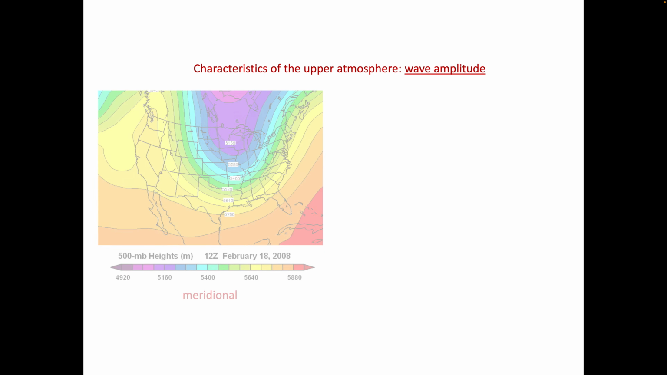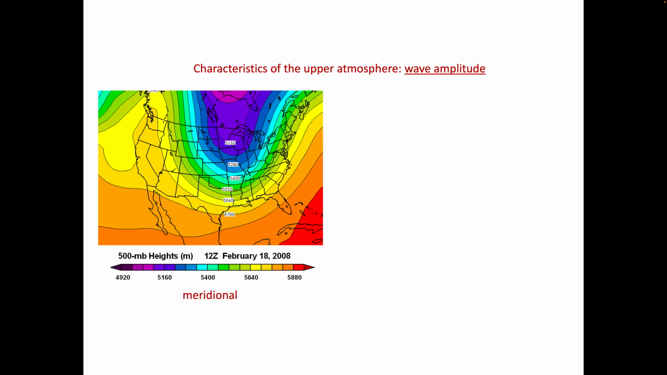In terms of wave amplitude, there are two types of waves that we'll discuss in our class. The first one is a meridional wave pattern. Meridional wave patterns are high amplitude. In other words, you'll see that the ridges are quite sharp and they have a lot of amplitude to them, and the troughs are quite sharp and they have a lot of amplitude as well. What a meridional pattern basically tells us is that in the ridge, the warm air intrudes far to the north, and in the trough, the cold air intrudes far to the south. So when we have a meridional pattern, we tend to experience extremes in our weather.